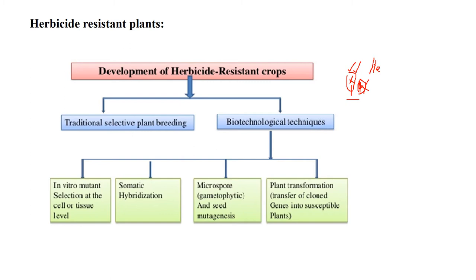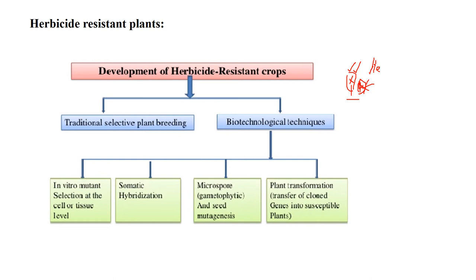ये herbicide जो हमारी herb है, जो हमारी weed है, उसको तो remove करे, लेकिन हमारी plant पे, हमारी original crop पे कोई असर ना हो. So we develop herbicide resistant plants. ऐसे plants जिन पर herbicide का कोई effect नहीं होता. So there are different mechanisms for the production of herbicide resistant plants.